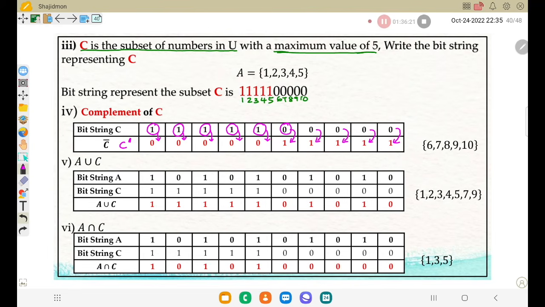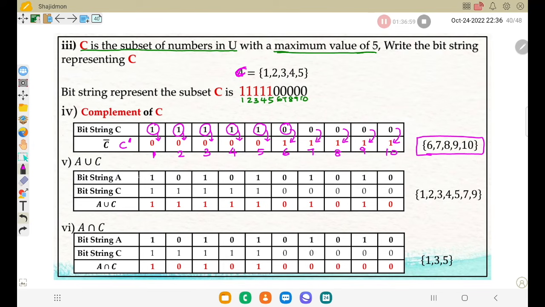Hope you understood, correct? So what is this set actually? 1 is not present, 2 not present, 3 no, 4 no, 5 no. 6 we have, 7 we have, 8 we have, 9 we have, 10 we have, because of the 1 position. So what is this set? 6, 7, 8, 9, 10. That is the complement of the set C. C means this set 1, 2, 3, 4, 5.